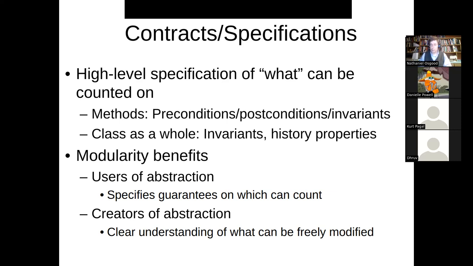And I would argue, I submit to you, that both those groups benefit from specifications for that function. Why do the folks who use that function benefit from specifications? Glenn says the users of the abstraction can use the specification to know what they can count on. Yeah, they can count on it.